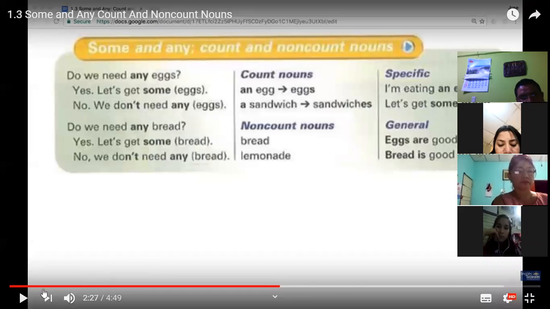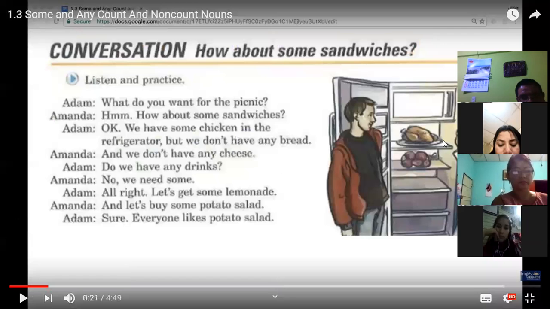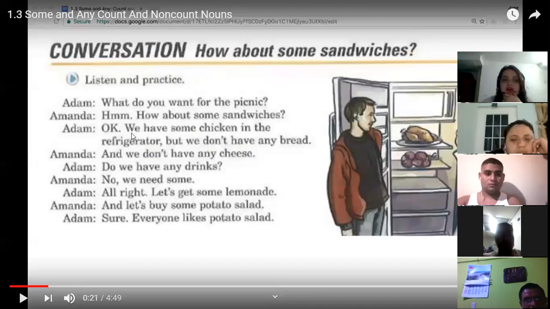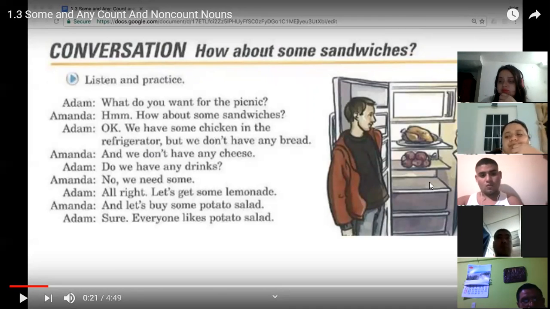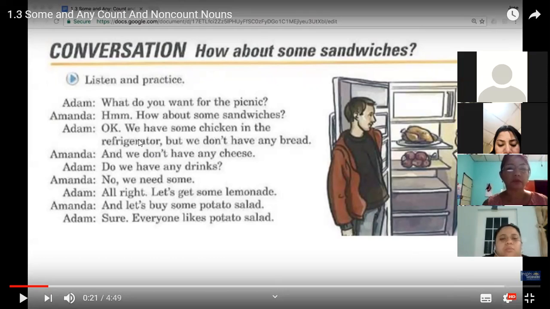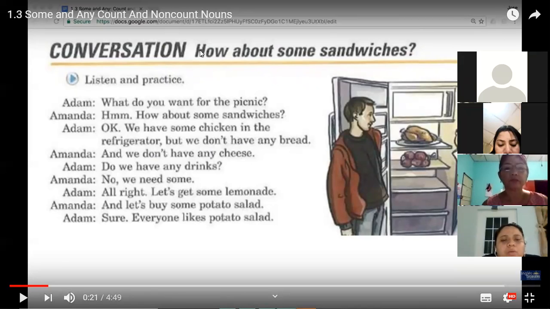Okay, before we continue, we're going to practice the dialogue, all right? First thing. So repeat after me, everyone. Let's practice. What do you want for the picnic? How about some sandwiches? This is like thinking, right? How about some sandwiches? Okay, we have some chicken in the refrigerator, but we don't have any bread. And we don't have any cheese.